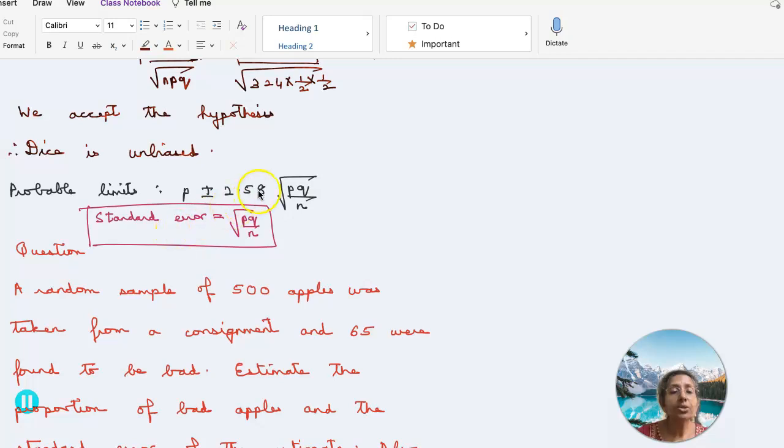Now note this formula for probable limits. p plus or minus 2.58 root pq by n, where root pq by n is also called the standard error.